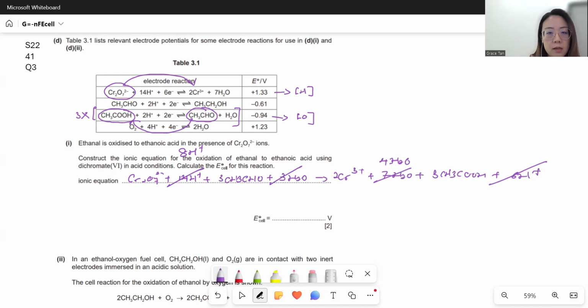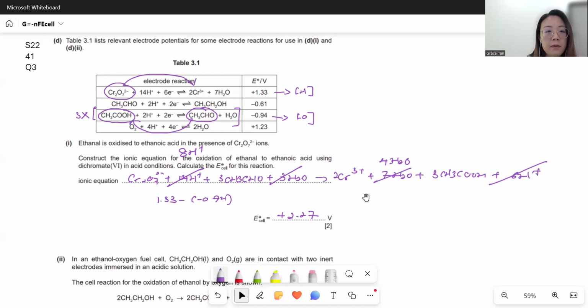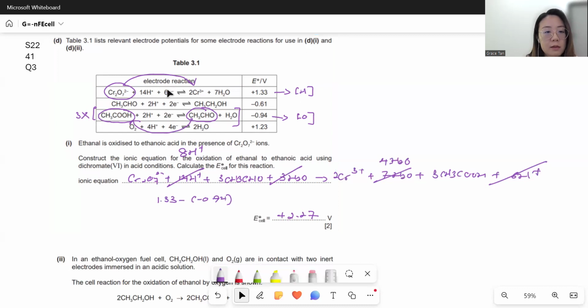So to calculate nFEcell, take the more positive number minus the less positive number. And then you will be able to calculate out a positive 2.27. All right, so that will be the nFEcell value, indicating that dichromate ion in acidic condition can oxidize your ethanol to ethanoic acid. Okay, now, how many electrons are involved in this cell? 6. Okay, because there are 6 electrons per dichromate ion involved.